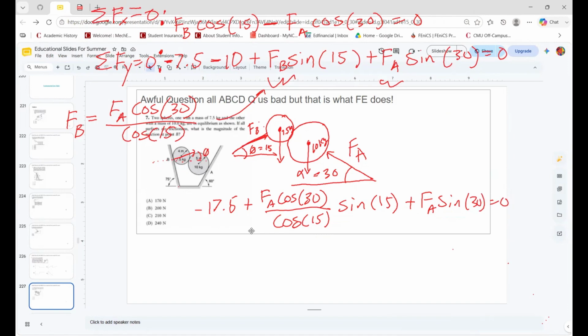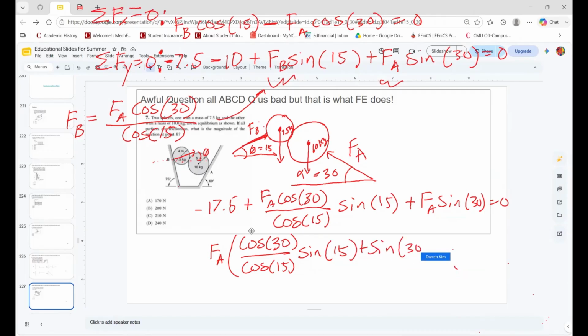And then we have FA times (cosine 30 over cosine 15, sine 15 plus sine 30) equals 17.5. And then we get FA equals 17.5 divided by the whole thing, which I'm going to rewrite because I do like writing the whole thing.